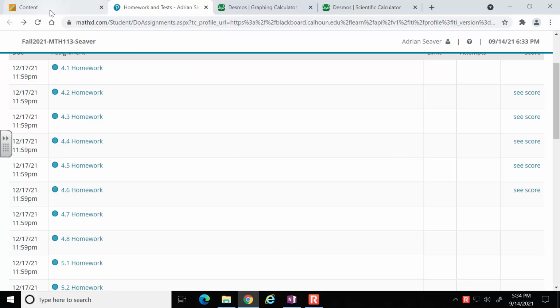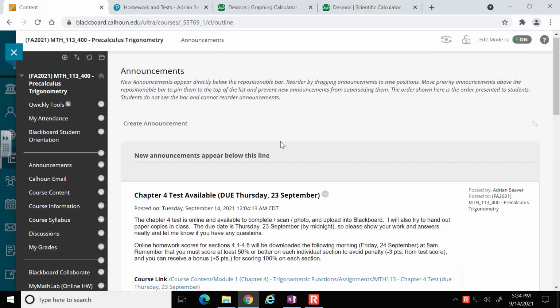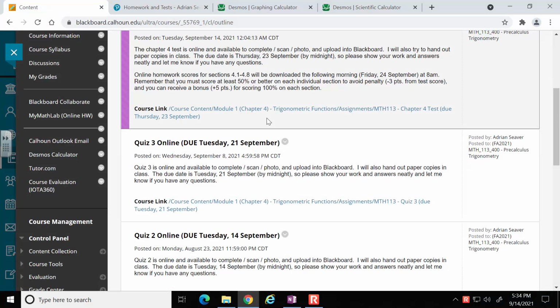Right, so you do have another quiz if you go to the announcements here. Everything that's due is in a couple of places. One will be an announcement that specifies that, and two will be under the assignments for this section. But quiz 3 again is due next Tuesday. So you have another quiz due next Tuesday, and that is the graphing quiz.